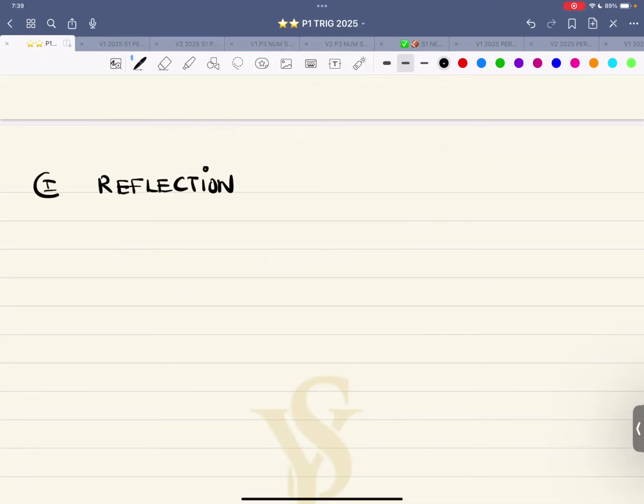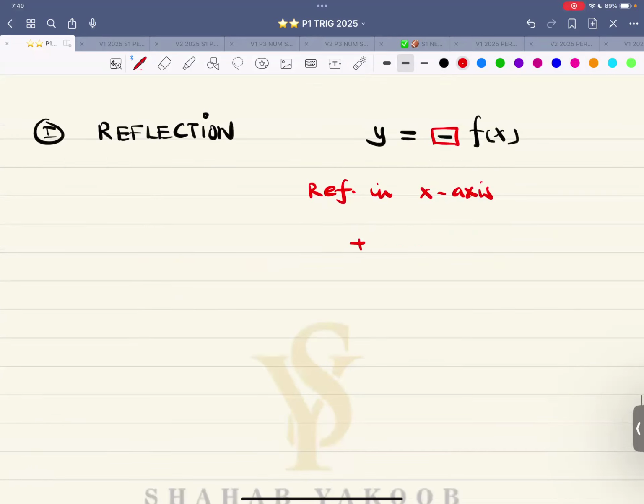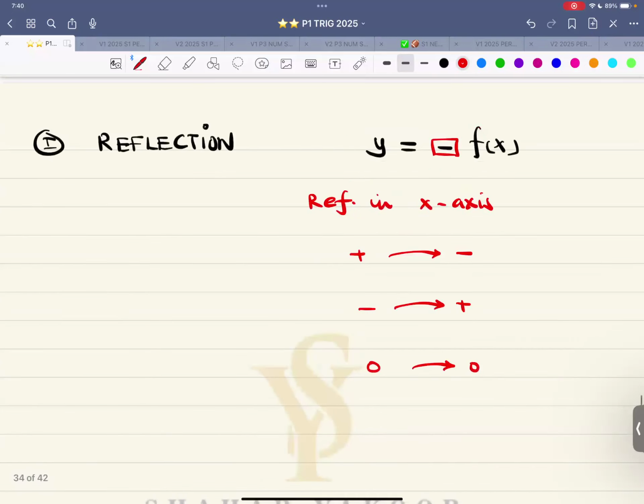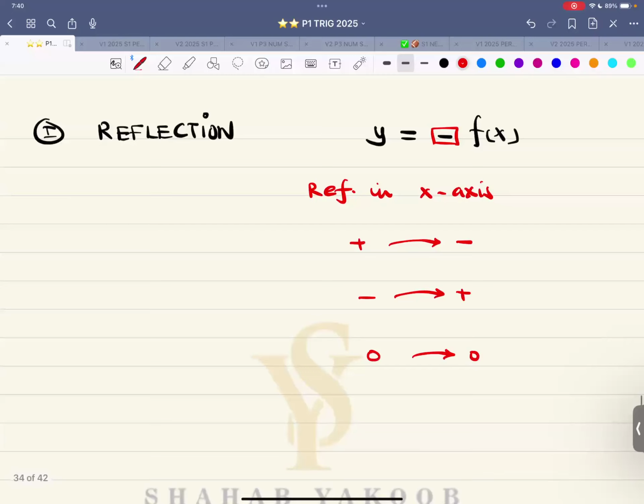So now when we talk about reflection, that is the first one. And we will write this thing as y is equals to negative of f(x). If there is a negative sign on the outside, it means reflection in x-axis. Positive will become negative, negative will become positive, 0 will remain as 0. That is the basic idea.